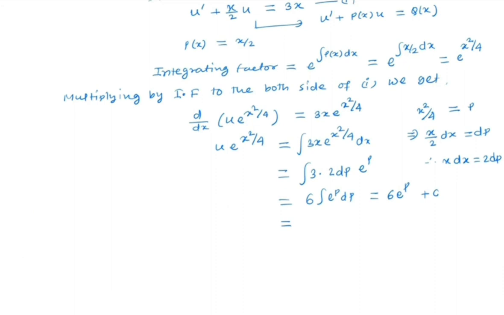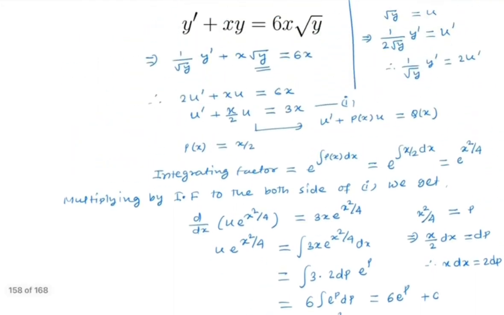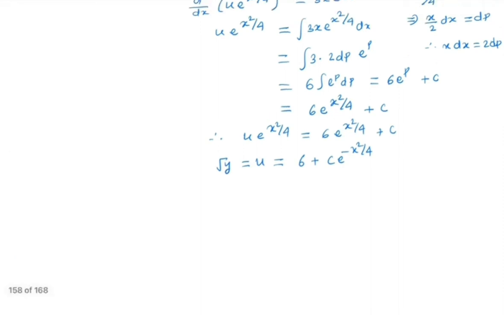So by putting the value of p, we have 6 e to the power x square by 4 plus c. So we have u times e to the power x square by 4 is equal to 6 e to the power x square by 4 plus c. Now u will be 6 plus c e to the power minus x square by 4. Now what is u? We substitute here u is root y. So root y is equal to 6 plus c e to the power minus x square by 4. This is the general solution of the differential equation.